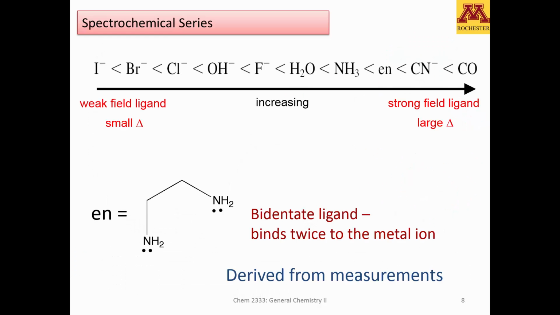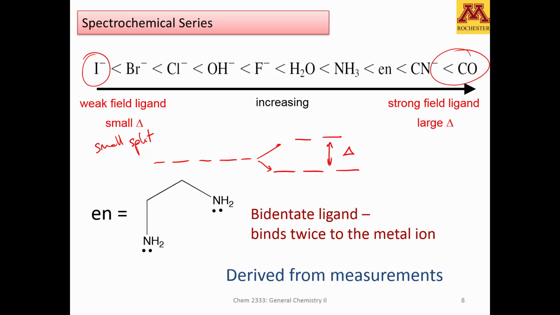So let's try to understand what this means. The ligands that are on the left side of this list will have a small split. That is, remember, we had 5 d orbitals that had the same energy. You approach 6 ligands, and now these 5 d orbitals split in 2 groups. The difference between these 2 groups is characterized as the delta, and this delta will be stronger if the ligand is on the right side of this list. So that will have a larger split.